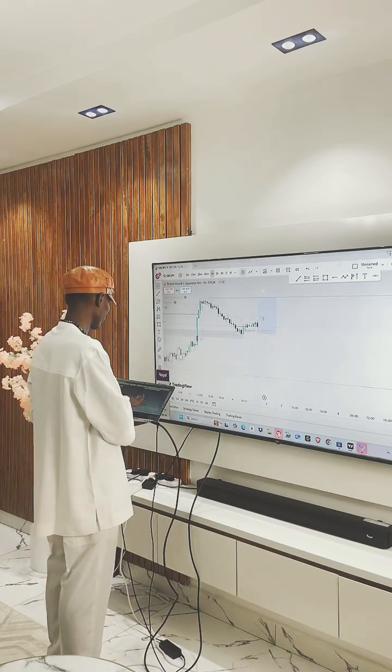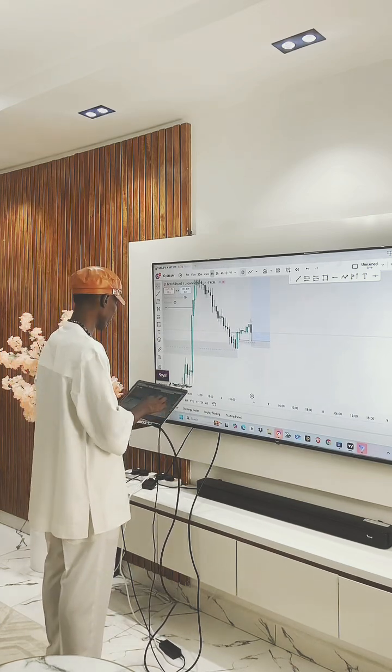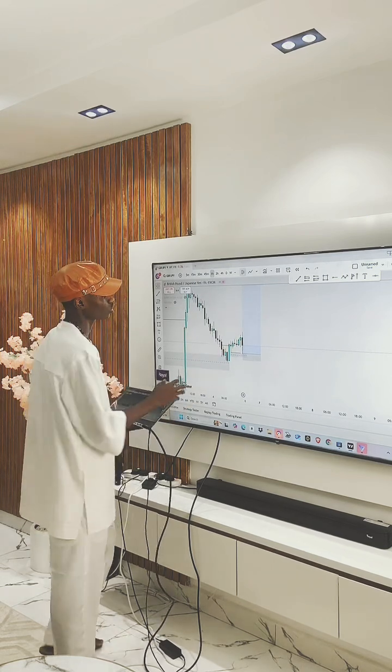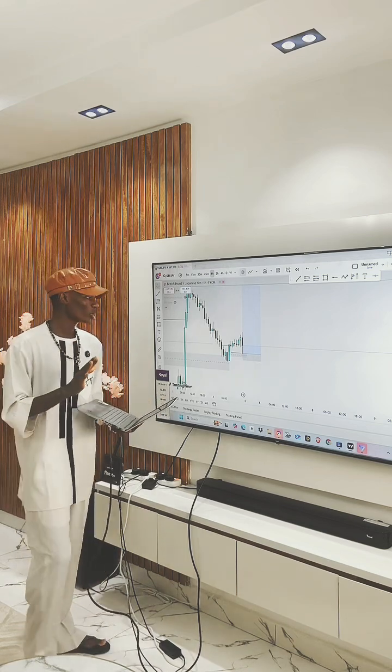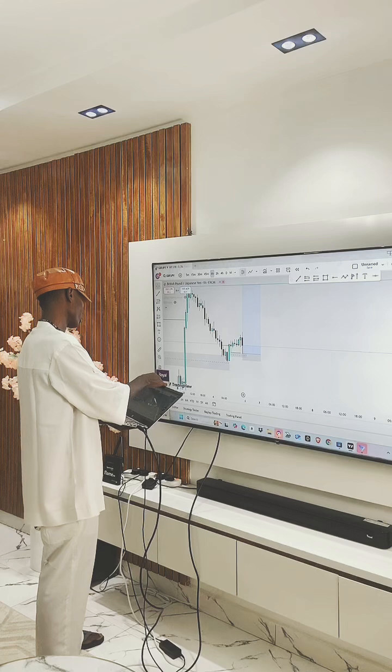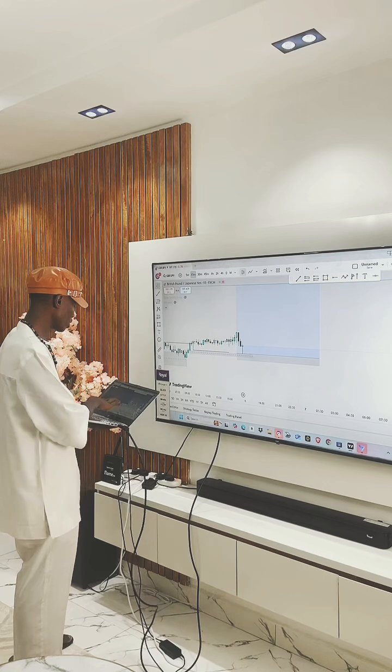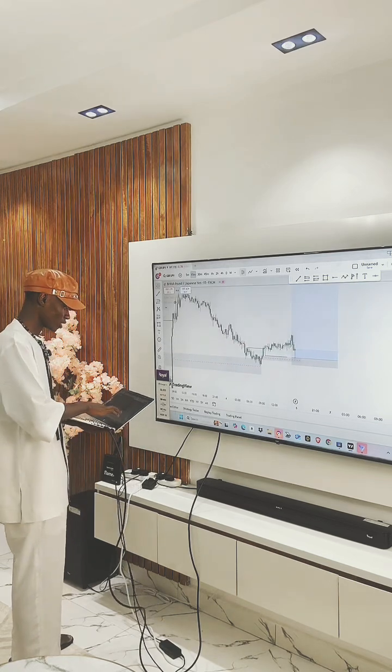So on a 1 hour time frame right here, you come to understand we have a consolidation happening around here. So it's not giving us a clean setup. From there, I jump down to the 15 minutes because I need to see a clean setup. I want to make it quick. I want to make the video real quick.